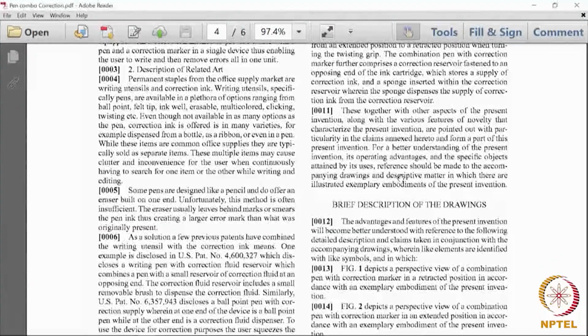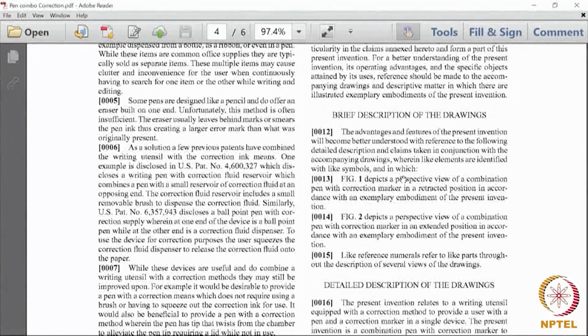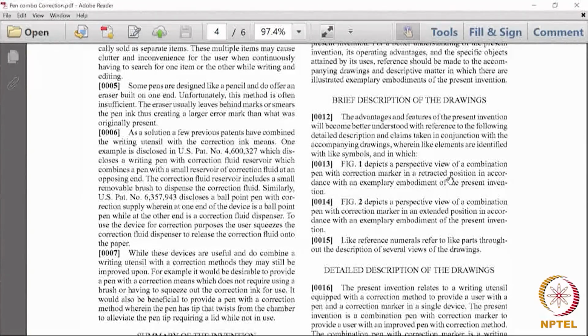Now, following the summary of the invention, there is a brief description of the drawings. You saw figure 1 and 2. Figure 1 is explained here, figure 2 is explained here. This is a description of the drawing in words. They are all perspective views. There are perspective view drawings, cross section view drawings, split view drawings, blow up drawings. There are different kinds of drawings that can accompany a patent. Here you have the perspective view drawing.